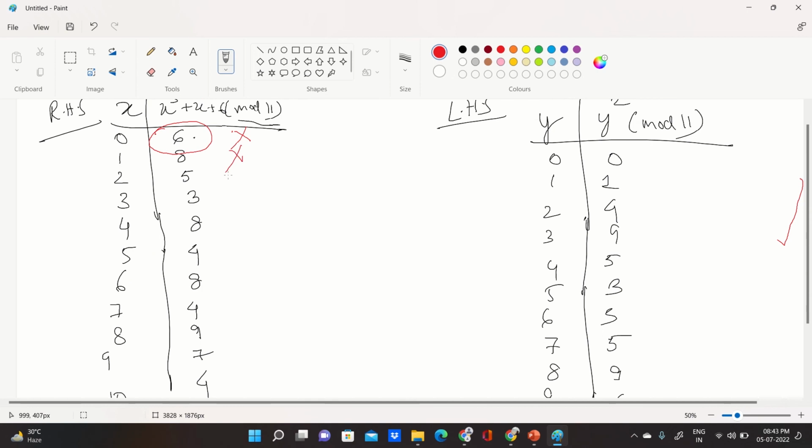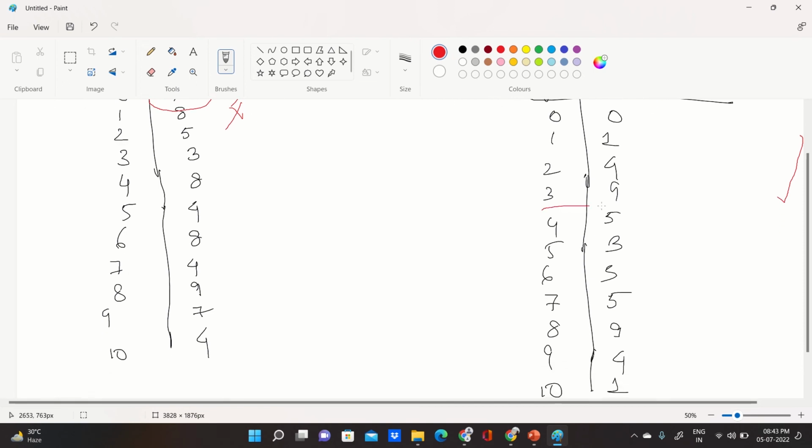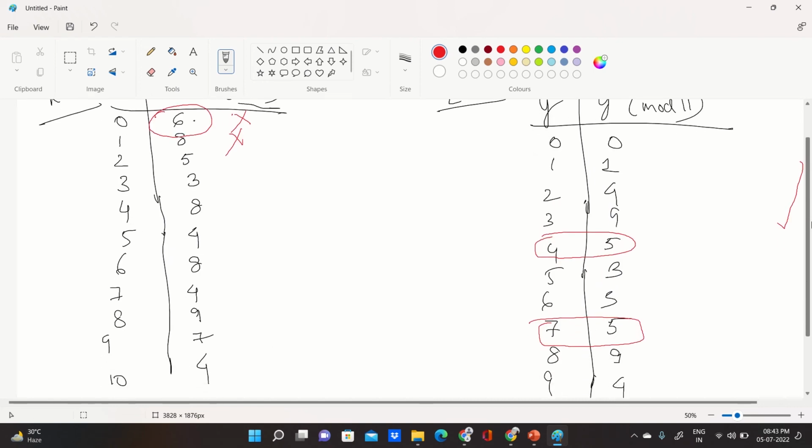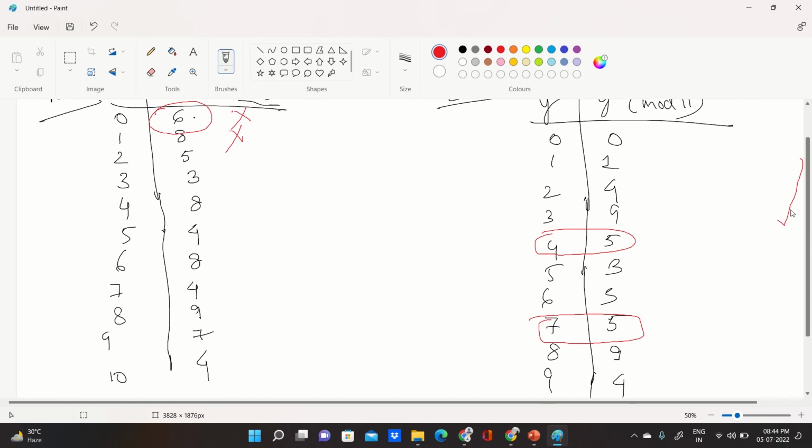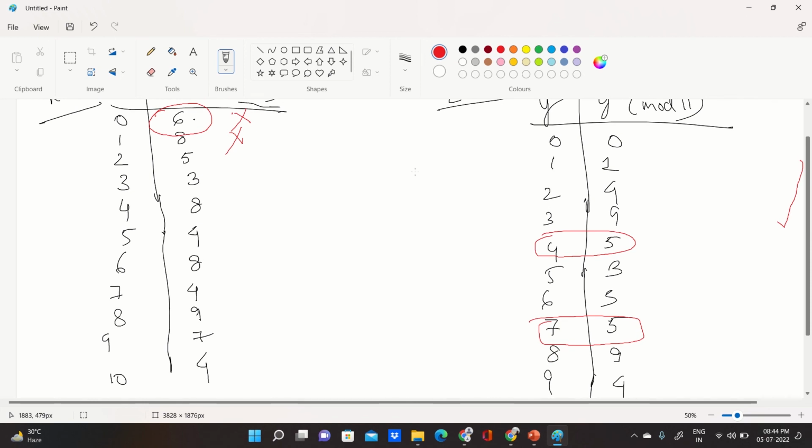Now next I need to check 5 for 2's value, right? So do I have 5? Yes, I have 5 for 4. I also have 5 for 7, right? So how am I going to write it now? That is the main problem. I see that 5 is present in the LHS side, and we have two 5s, one for 4 and another for 7.